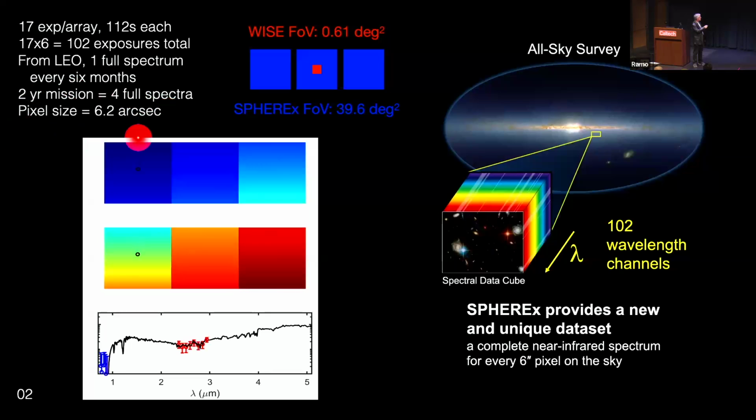Our pixel size is quite coarse at 6.2 arcseconds, but the best way to think about this is shown down here in the bottom right, and that is that SPHEREx is going to provide complete near-infrared spectra for every 6 arcsecond pixel on the sky.